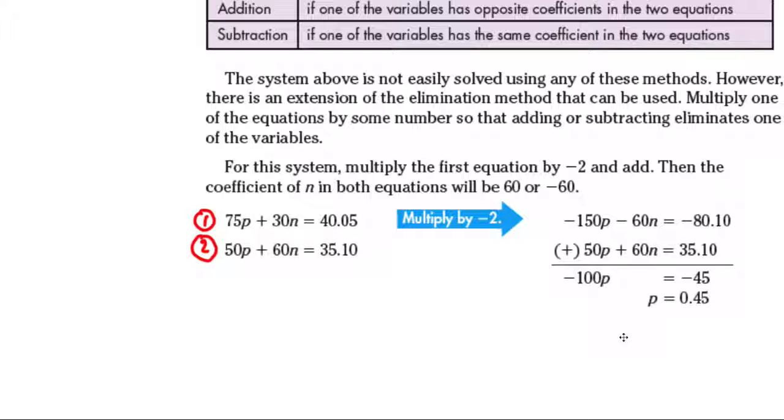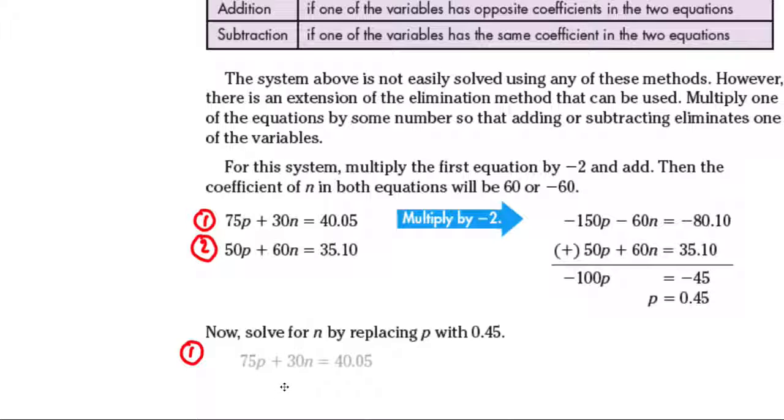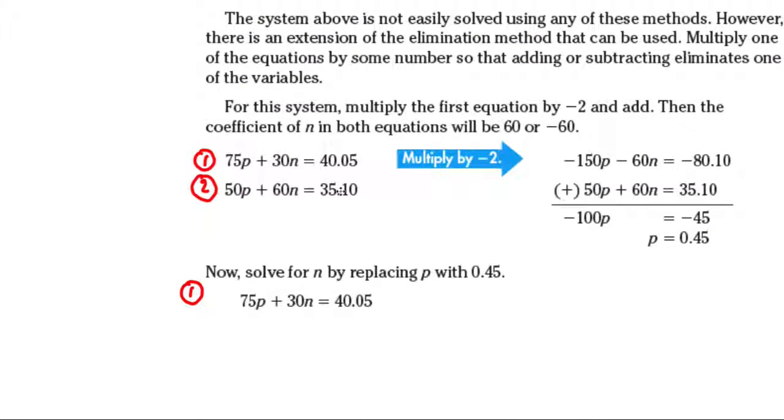Okay, so that is the value of p, and as soon as we find one of the variables, we simply substitute that value into any one of those equations. So now we can solve for n by replacing p with 0.45. In this case, we will use equation 1. So we go back to equation 1 and substitute the value of p, 0.45: 75p plus 30n equals $40.05.